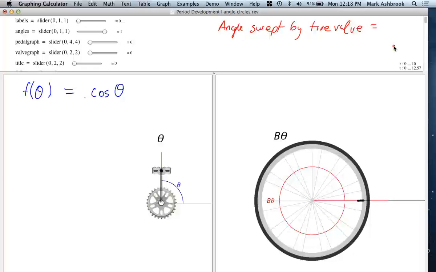Angelica suggested 4 theta. What do you think? So what was the original thing? For every 1 radian of the pedal, we get 4 radians of the tire valve. So for every theta radians of the pedal, we would get 4 theta, right?